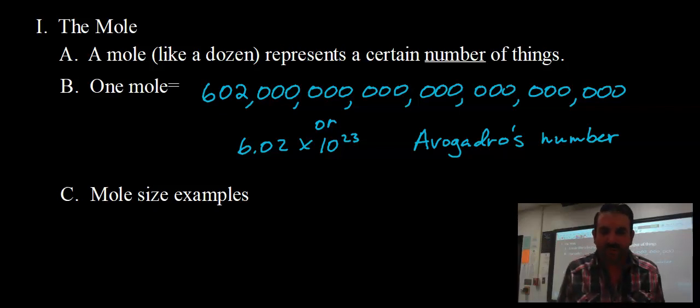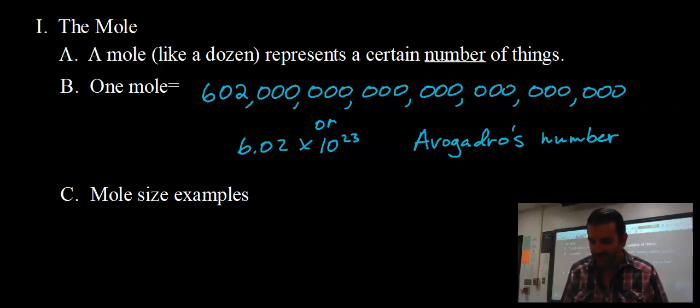Here's another one. If 1 mole of pennies were divided up among Earth's population, so there's about 7 billion people on Earth, each person would receive $100 trillion. Even each person spending that money at a rate of $1 million per day would not cause the money to be spent for almost 3,000 years. It's a huge, huge number.